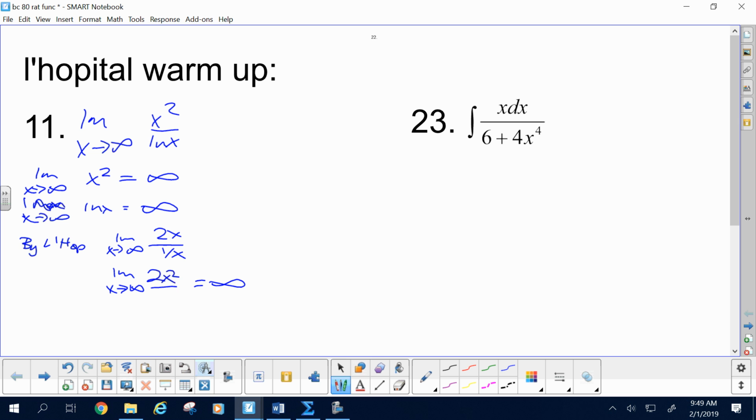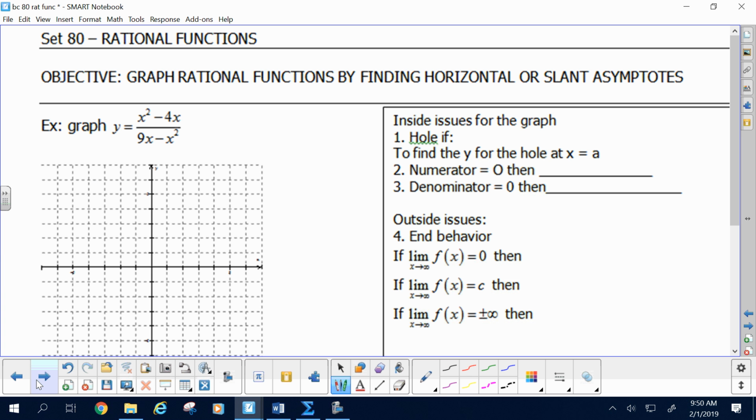Say in the multiple choice you didn't see infinity. What's another possible answer? Yeah, it does not exist. Remember, technically a limit is supposed to be what numerical y value the graph approaches, and this isn't a numerical value. So they would either give you infinity or it does not exist. But it would never be both. Okay? All right. Let's go to rational functions.